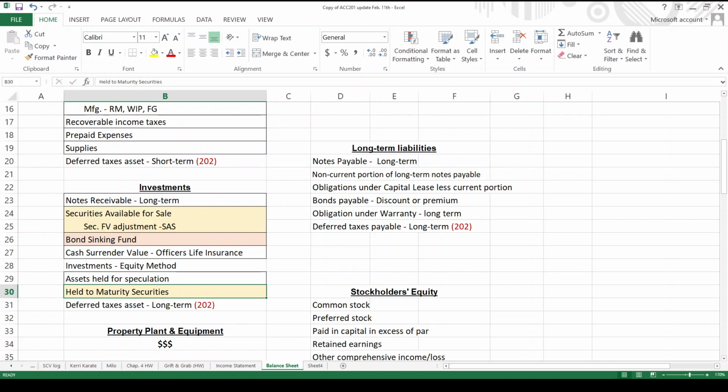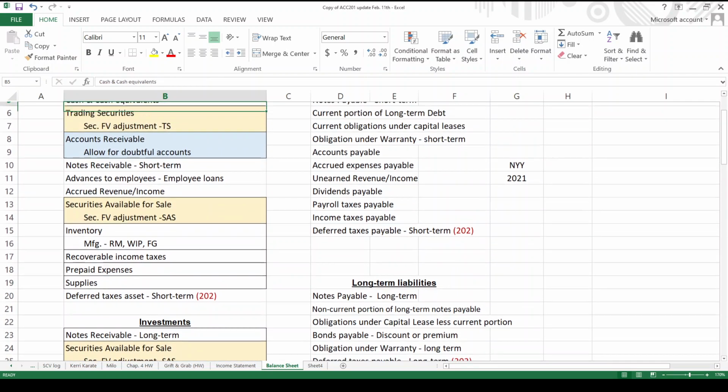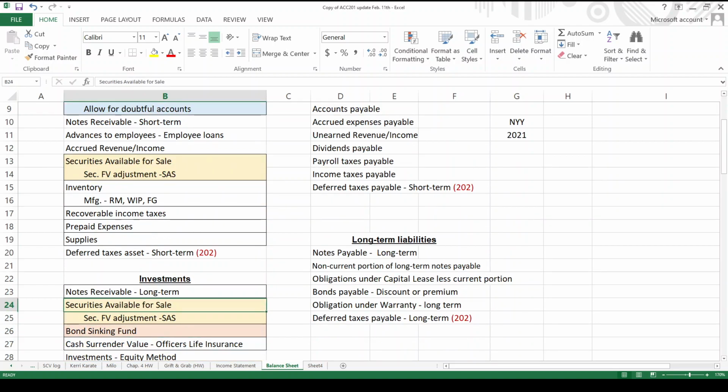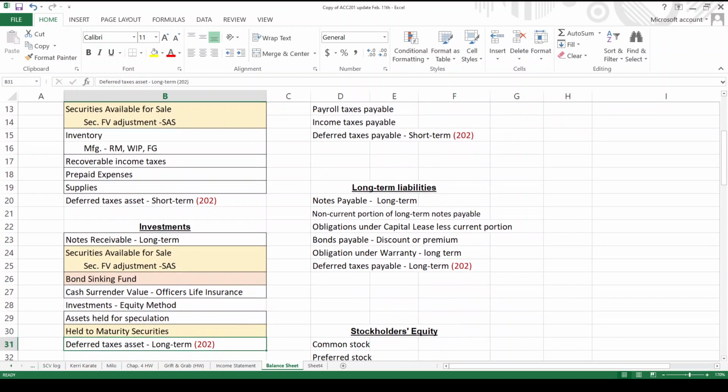Okay. Now, in reality, let's think about this. If we really, really needed the money, we could cash out these trading securities, have the money within 24 hours. Same thing for these securities here, securities available for sale. And even these guys down here, although they're classified as long-term, and that's strictly based upon the intention of management. But you might just change your mind, say, we really need the money. You might even cash out those bonds that you were going to hold on to. Okay. Deferred tax asset long-term, another 202 topic. So if you sign up for that course, that's a pretty gnarly topic.